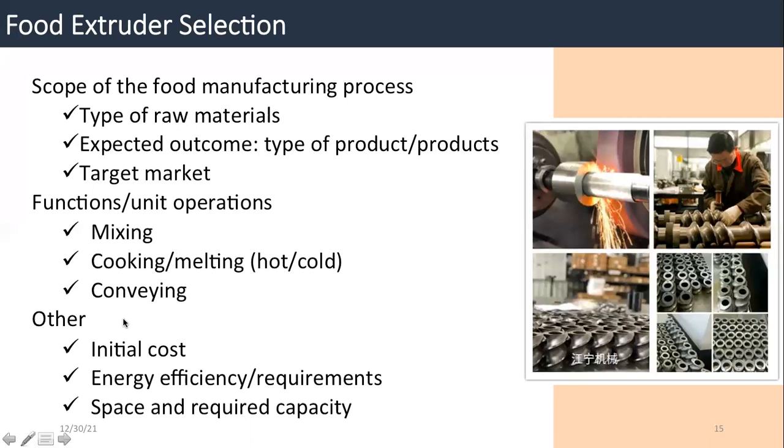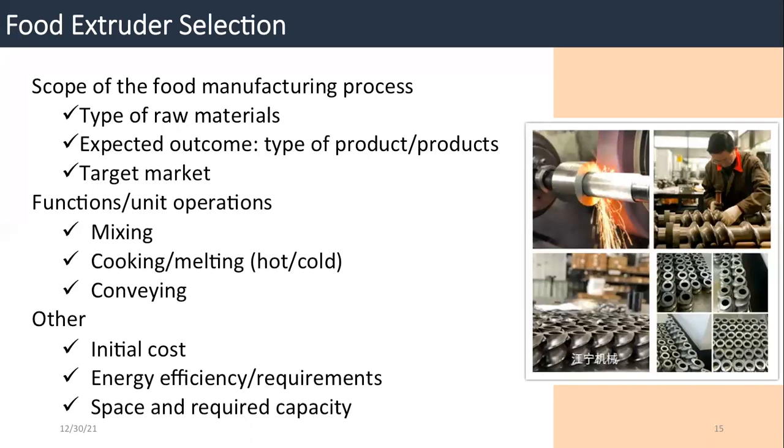And other factors to be considered: initial cost. Extruders are somewhat expensive, so the initial cost is high, and there are energy requirements. In some extruders we are going to use 3-phase motors, and at an industrial level it is important to use 3-phase motors. If not, we can use single-phase motors. So energy efficiency, availability of electricity, the production cost, and the space we have.